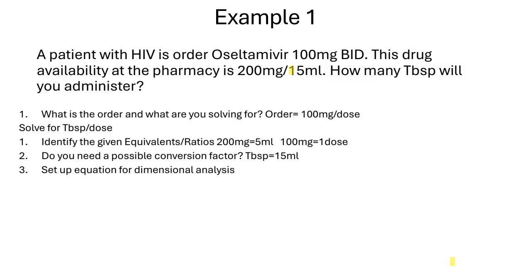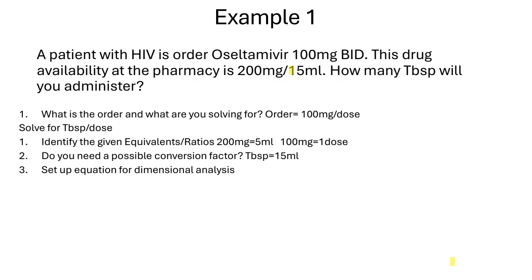So now we can go with the real stuff, okay? So a real mathematical problem that you will actually see in this course. A patient with HIV is ordered to take oseltamivir, that's an antiviral, 100 milligrams BID. So the patient is going to take 100 milligrams twice a day. The drug's availability is going to be 200 milligrams in 5 mLs. How many tablespoons will you administer?